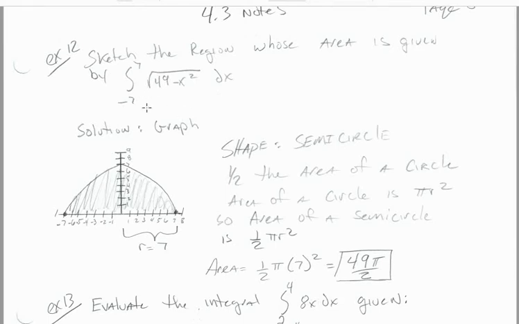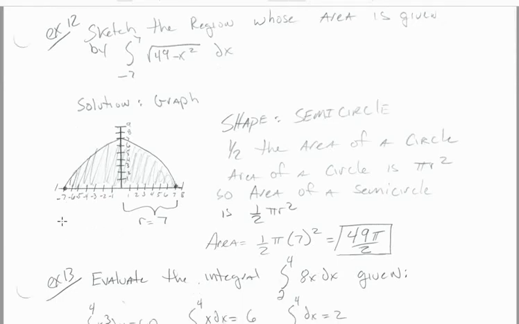So if we take a look at this integral from negative 7 to 7, well those are important points because negative 7 squared is 49 and 7 squared is 49. 49 minus 49 is 0. Those are the 2 points, where the zeros are located for this function. So this produces a semicircle or a half circle. So that's the geometric shape that we're looking at.